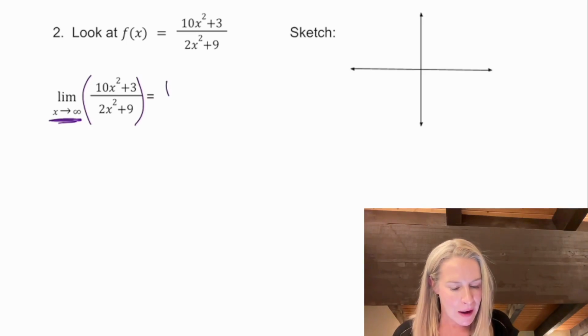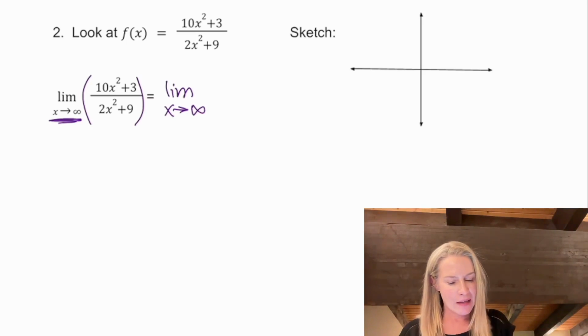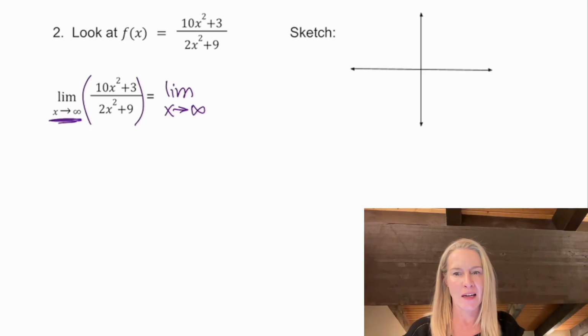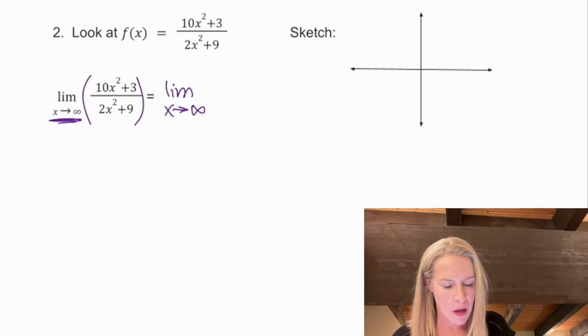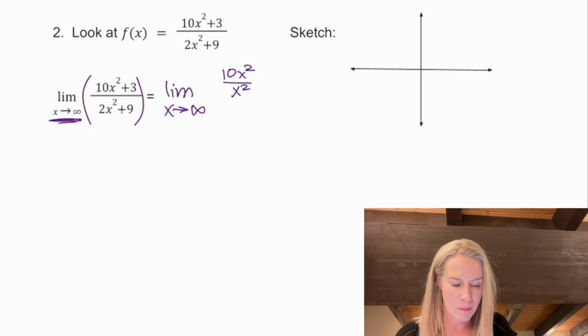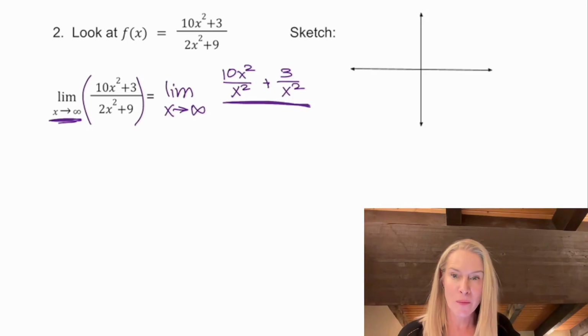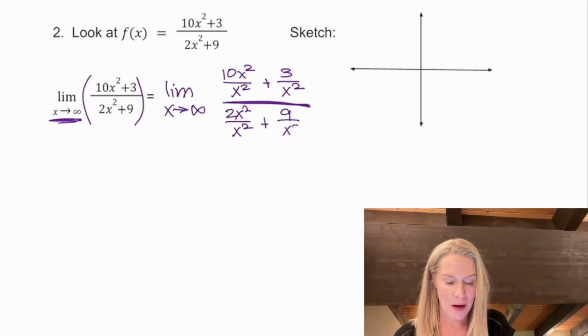So I'm going to rewrite the limit as x goes to infinity because we're still figuring out what the limit is. And I'm going to go through and divide each and every term by that x squared. That leaves me with 10x squared over x squared plus 3 over x squared in the numerator. And then in the denominator, I've got 2x squared over x squared plus 9 over x squared.